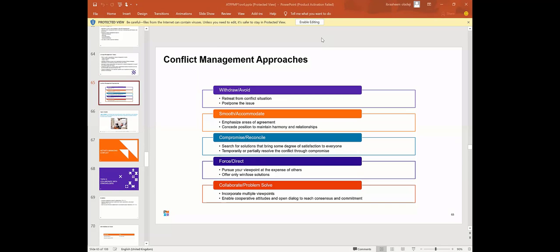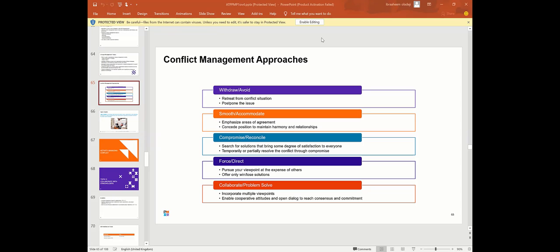Compromise / reconcile. Search for a solution that brings some degree of satisfaction to everyone. Temporarily or partially resolve the conflict through compromise. This one's a little bit similar to smooth, but in this case, you just have to compromise. One person is going to have to compromise for the other person. In this case, there's no clear-cut superior argument, I guess, and you just have to let sleeping dogs lie so that we can move on. You pick one of the two temporarily just to resolve the conflict at hand.